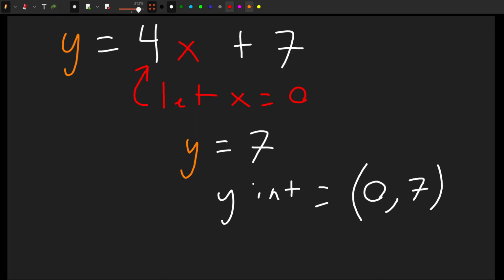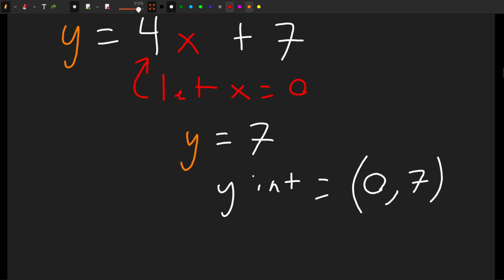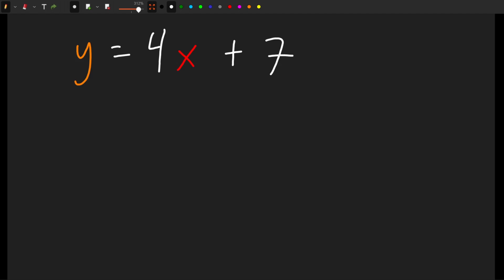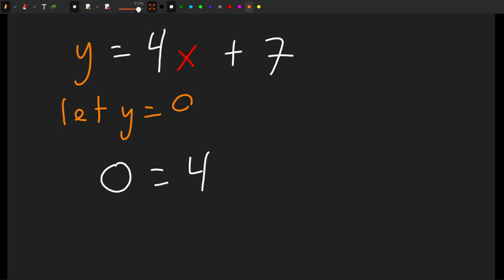Okay. Now, if I do the opposite side, and I'll want to find my x-intercept, so I'm just going to rewrite the problem I had, which was y is now equal to 4x plus 7. If I let my y equal 0, okay, then that means I'm going to be left with this problem. 0 is equal to 4x plus 7.